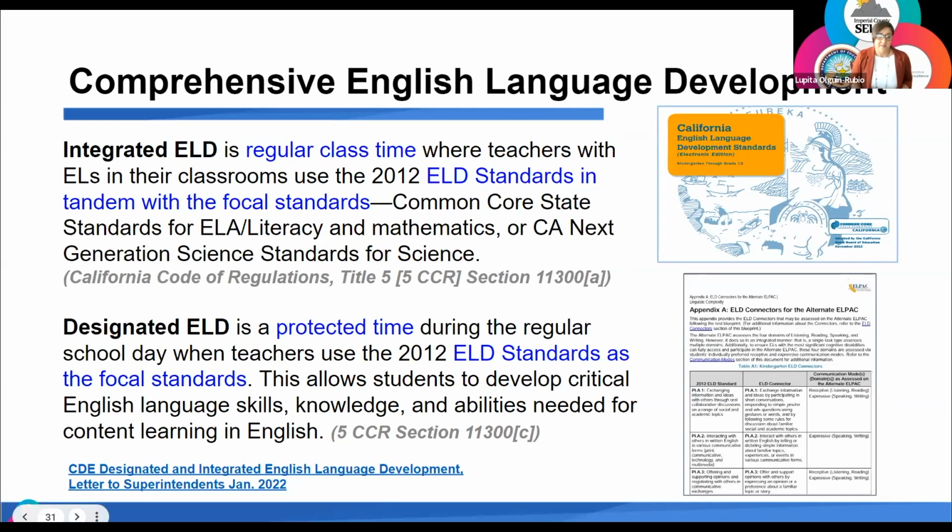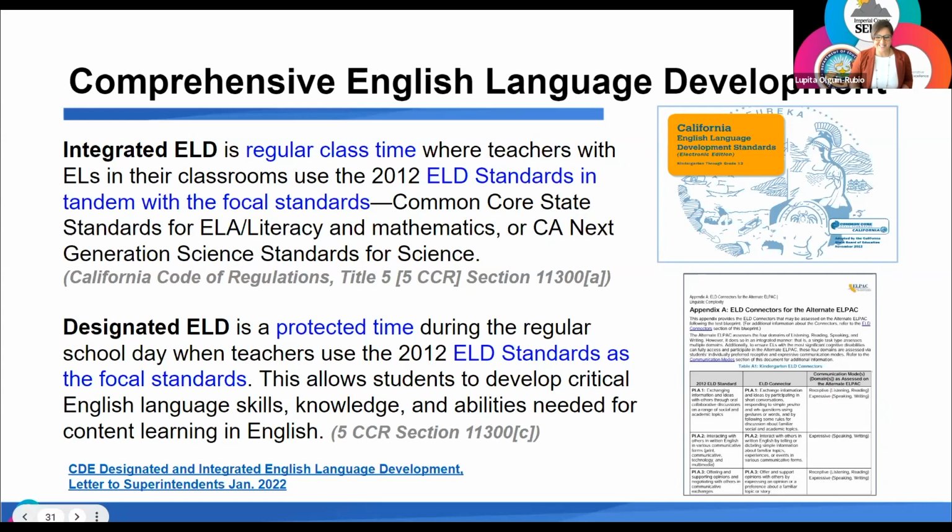Designated ELD, on the other hand, the purpose of designated ELD is to provide explicit instruction of English language development so that students progress through all those levels of English language acquisition, and ultimately master the English language. The goal of designated ELD, again, is for English language mastery. For both integrated and designated ELD, the ELD standards are designed to help support teachers create lessons and deliver lessons.